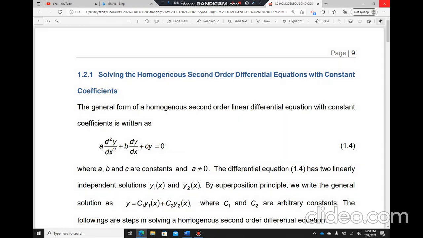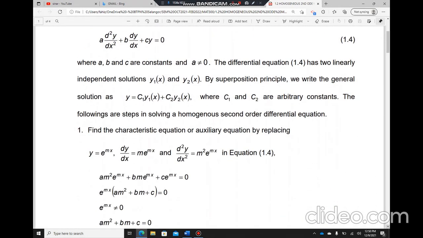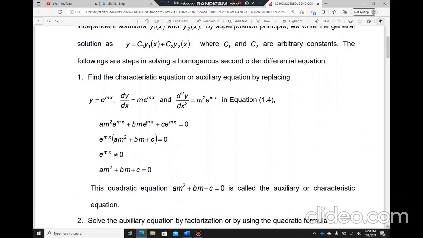Okay, so next, this is the step to solve a second order differential equation. Okay, first find the characteristic equation or auxiliary equation. First kita kena familiar dengan auxiliary equation. Okay, apa maksud auxiliary equation?